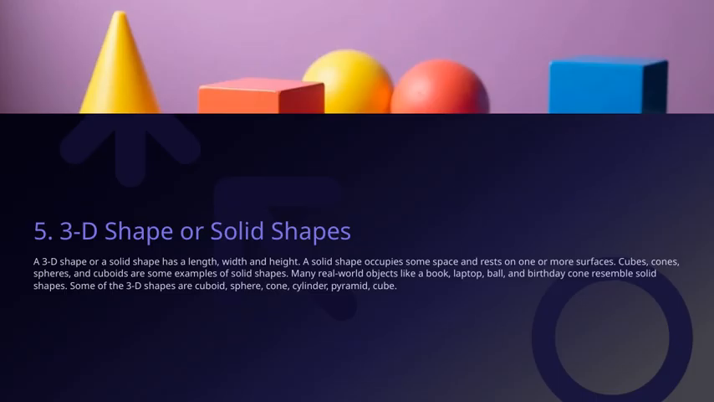Many real-world objects resemble these shapes too. For example, a book or a laptop is similar to a cuboid, a ball is like a sphere, and a birthday cone resembles a cone. Recognizing these shapes in everyday objects helps us understand their properties better. Some common types of 3D shapes include the cuboid, sphere, cone, cylinder, pyramid, and cube. Each of these has unique features, but they all share the characteristic of occupying space in 3 dimensions. Connecting this to our overall theme, understanding solid shapes helps us see how geometry appears in our daily lives and the objects we use every day.